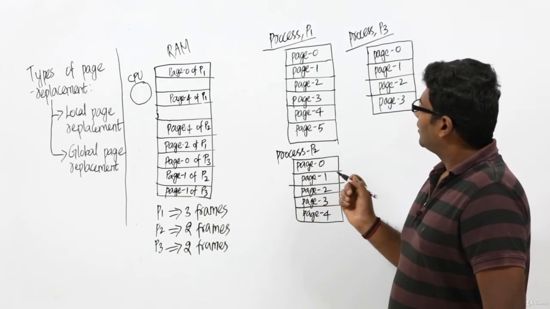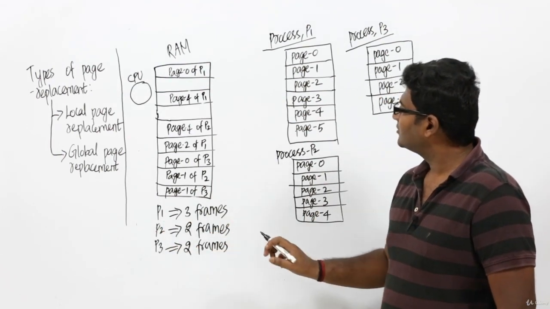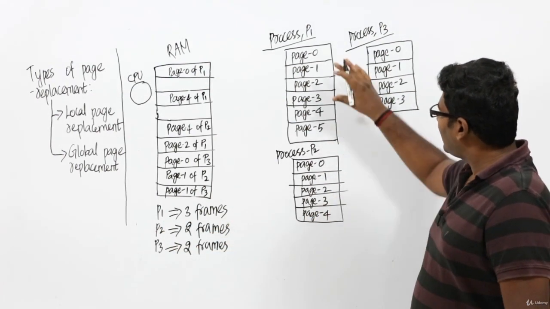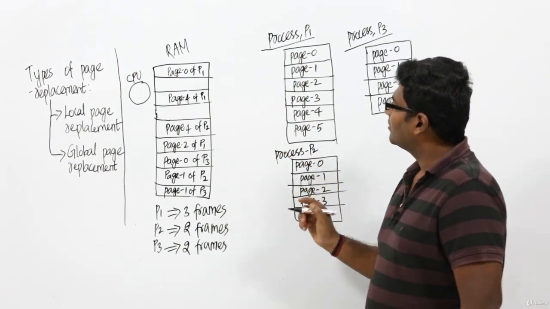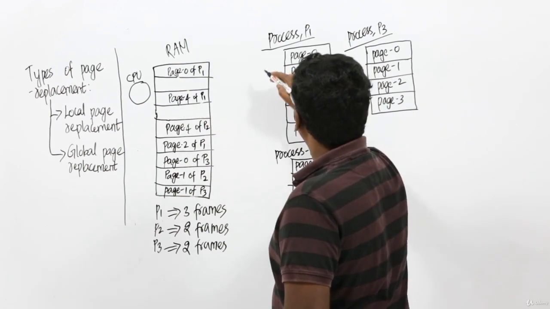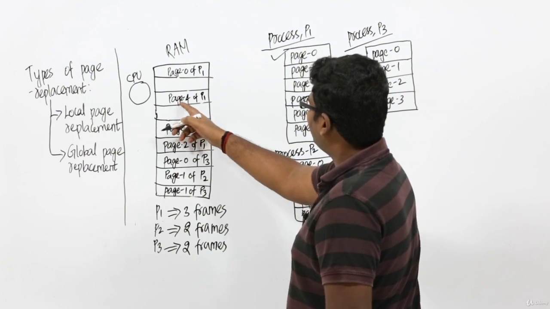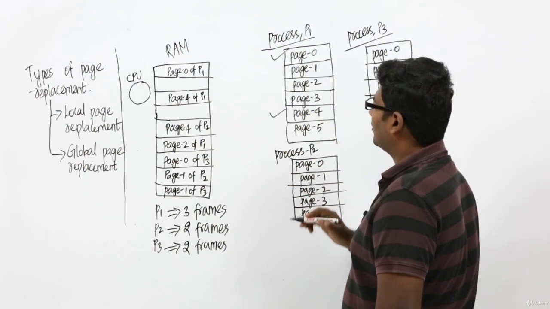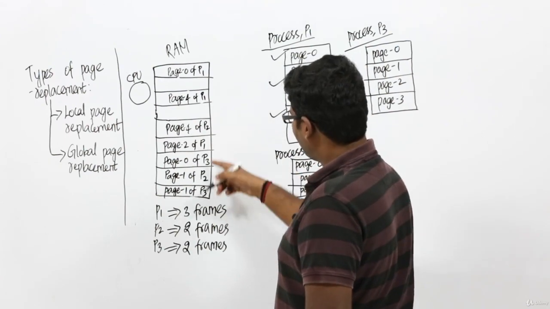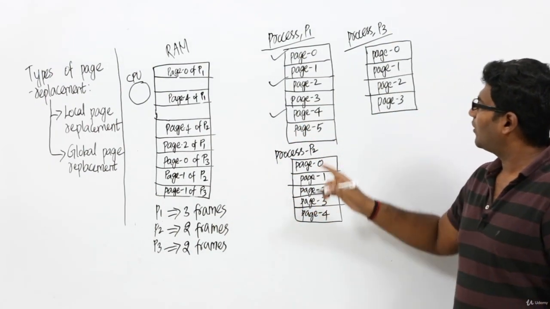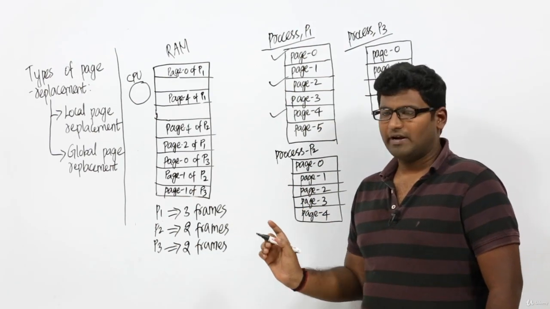Fine. Now here, since process P1 has been given 3 frames, we can maintain only 3 pages of process P1 inside the RAM, right? Now which 3 pages are we maintaining here? We have page number 0 of P1, then page number 4 of P1 and page number 2 of P1. We don't have any other pages, right? We are maintaining only these 3 pages of process P1 inside the RAM.